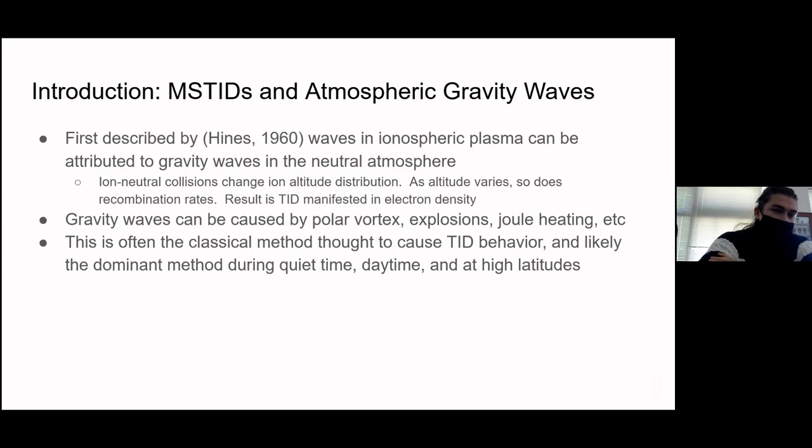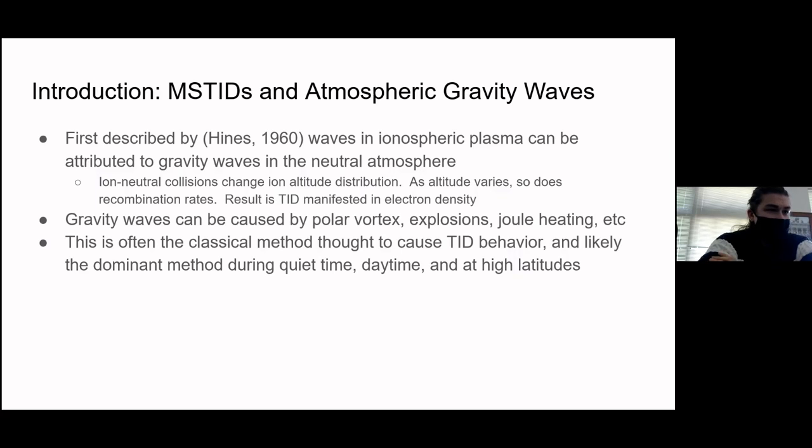And this also causes the ions to behave in a wave-like nature, go to a different altitude because of ion-neutral collisions. But as altitude varies, so does the recombination rate. So you will get the wave in the electron as well. And that's the classical thinking of how you see TIDs in the electron.